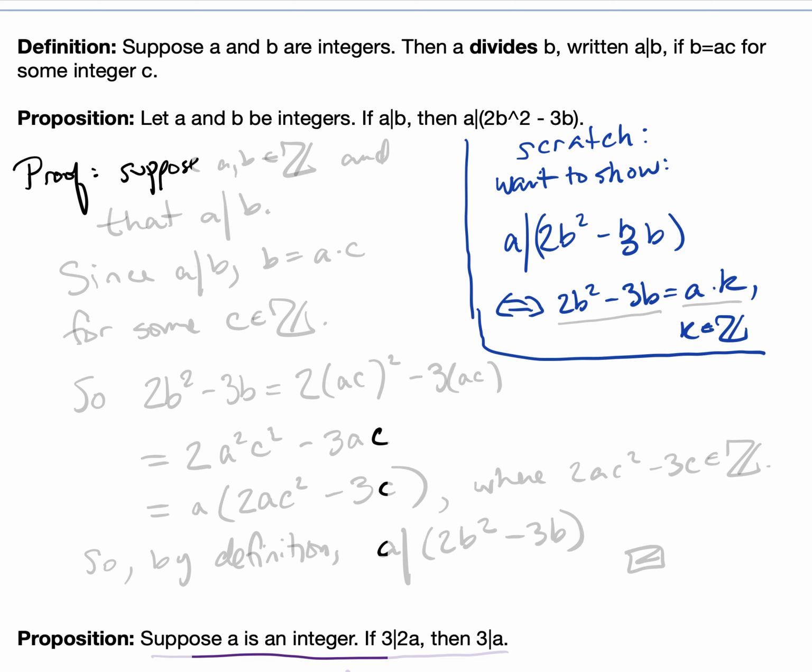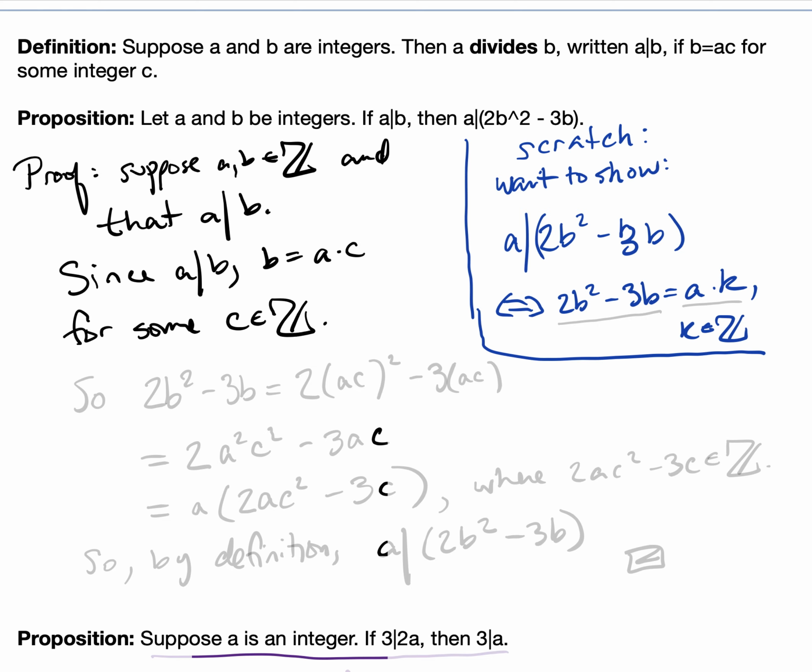So proof, suppose that a and b are elements of the integers and that a divides b. So we've just stated the hypothesis and assumed everything in the hypothesis is true. Now let's expand the definition of what it means for a to divide b. So since a divides b, b is equal to a times c for some c in the integers.